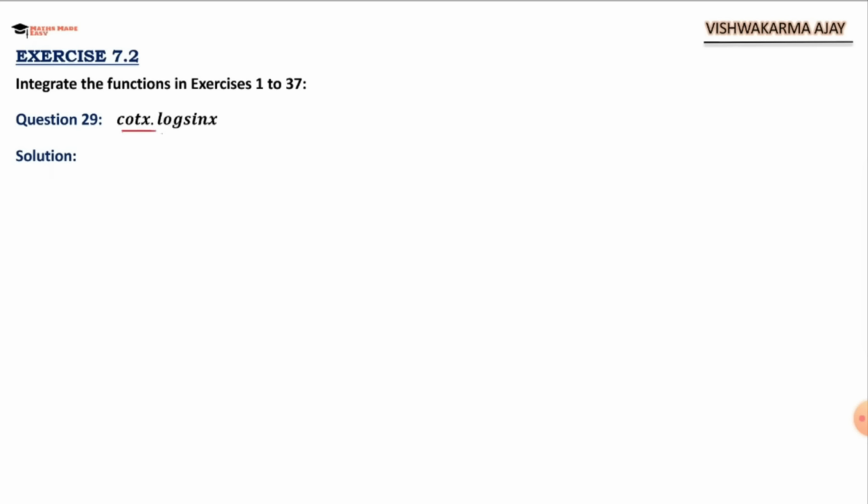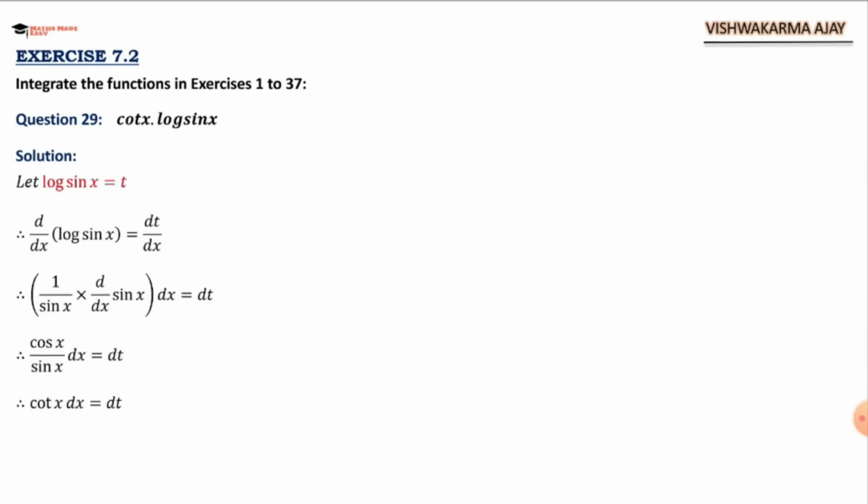Cot x dot log of sin x. Let's take log of sin x as t, because derivative of log x is 1 upon x. And since it is logarithmic function and trigonometric function, first we will find the derivative of logarithmic function times derivative of trigonometric function. Let's see how. d upon dx of log sin x is equal to dt upon dx. Derivative of logarithmic function is 1 upon x. So 1 upon sin x times derivative of sin x, that is cos x. So cos x upon sin x dx is equal to dt. That means cot x dx can be written as dt.